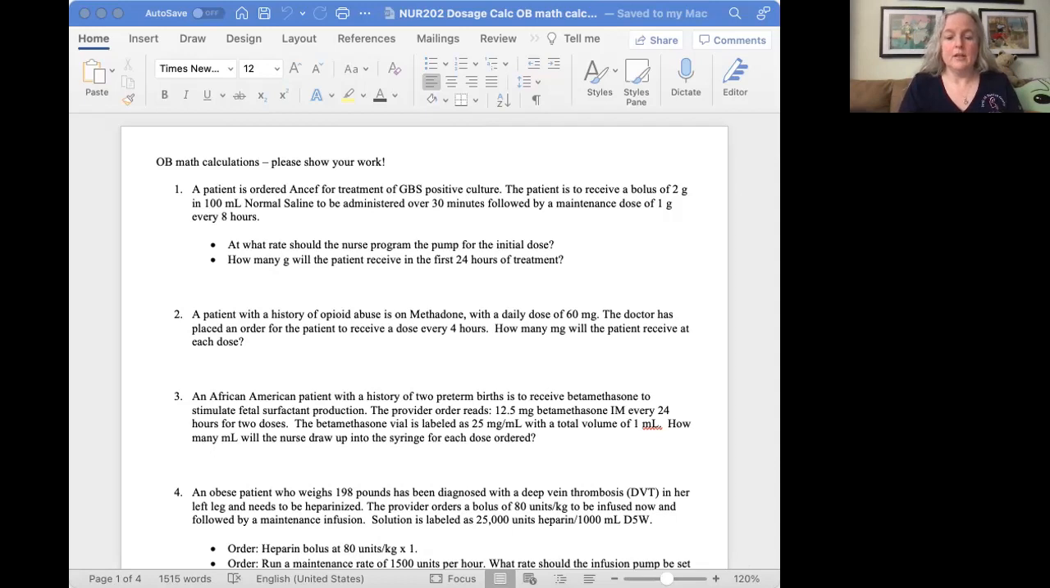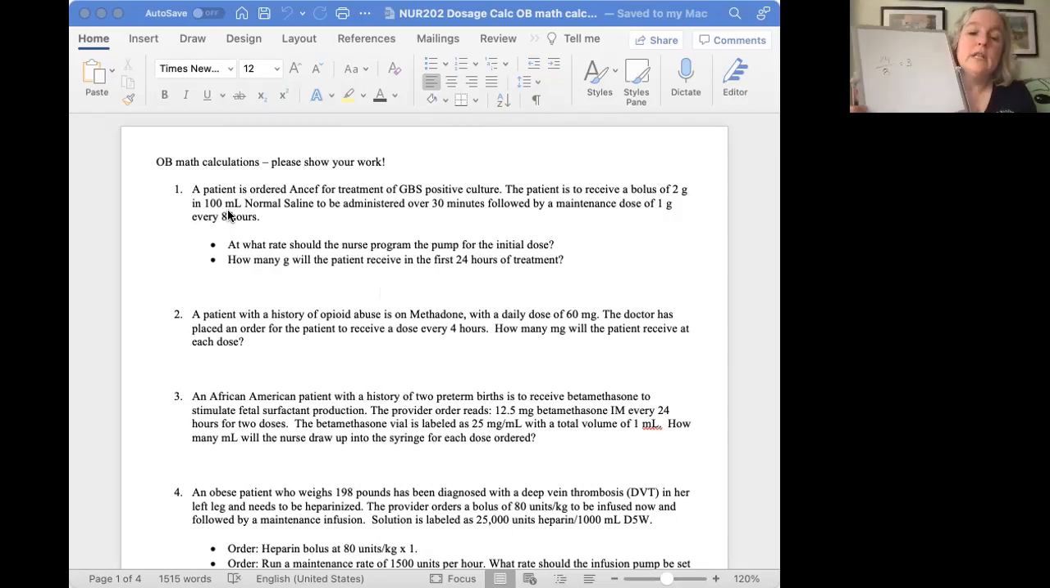The second part of this problem says, how many grams will the patient receive in the first 24 hours of treatment? Some people get a little stumped on this question. They don't have any problems determining that we're going to be giving 3 doses, because in the first 24 hours of treatment, the patient is getting the dose every 8 hours. So 24 hours divided by 8 hours is going to be 3 doses.